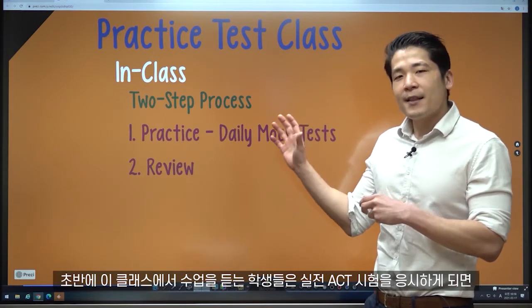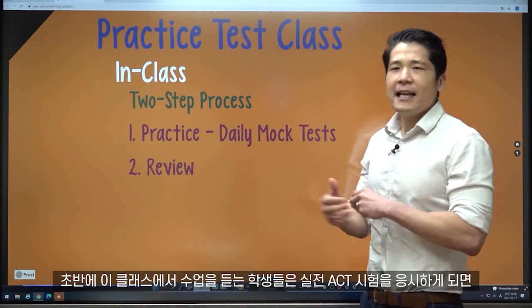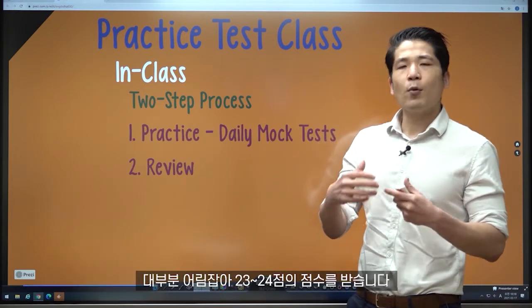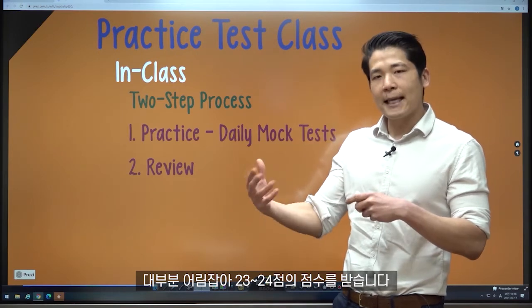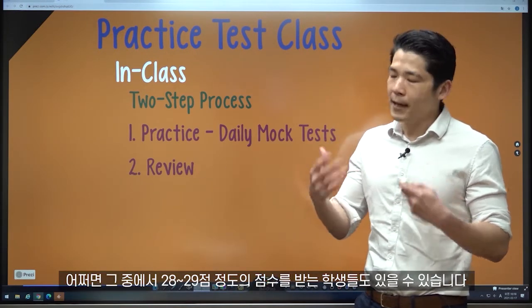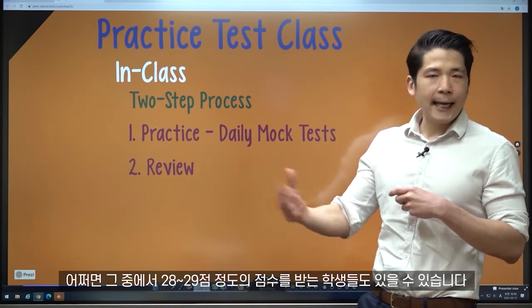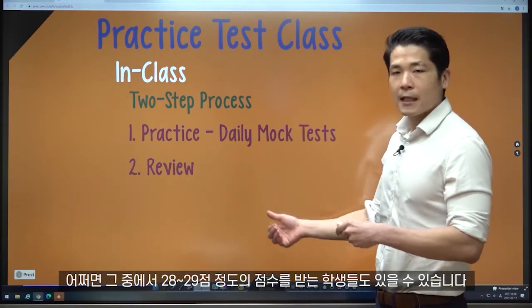Typically, kids who are in the 실전 level class are getting a score of about 23 or 24 or so on an actual ACT English test. There are many students who score higher, 28, 29, 30, for this class.